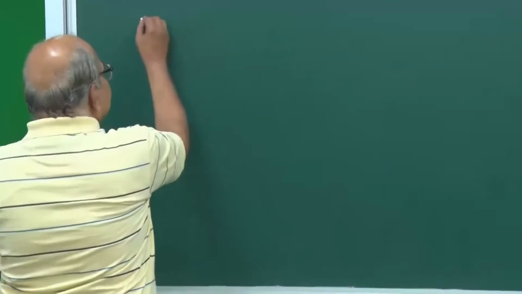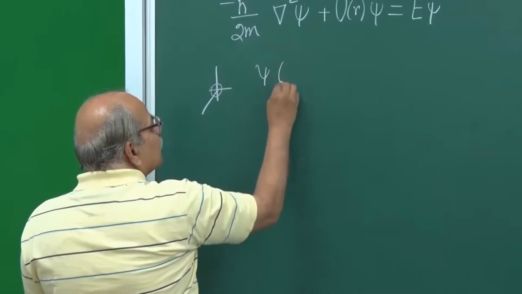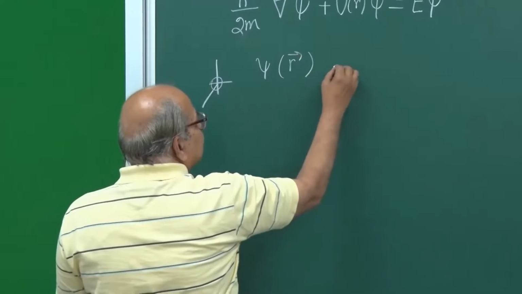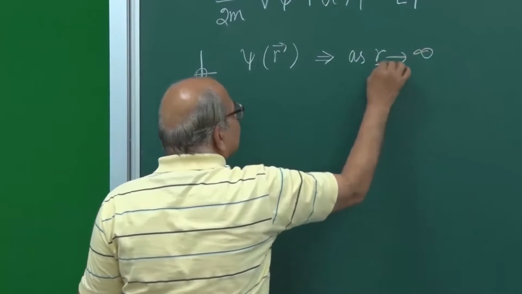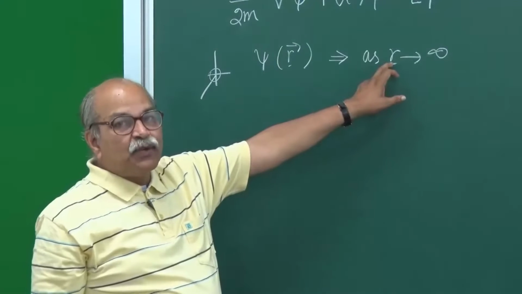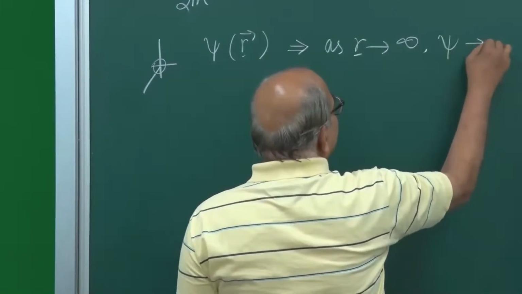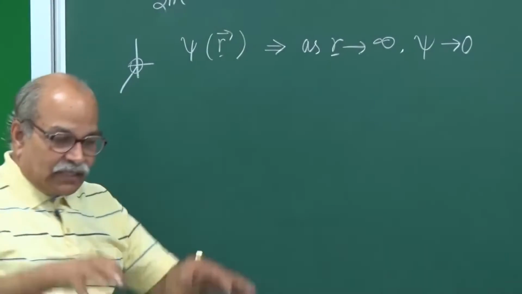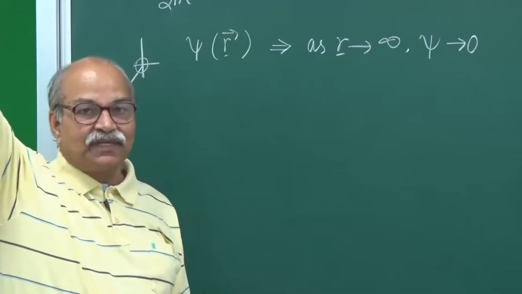If that force is confining the particle, then at infinity psi should be 0. So if I say that we have some axis and the force is coming from here, and I write psi of r, the condition should be that as r tends to infinity, psi goes to 0. What is this r? This r is the position vector, and this is the distance from the origin. You cannot have a finite probability of finding the particle in the whole of the universe till infinity.